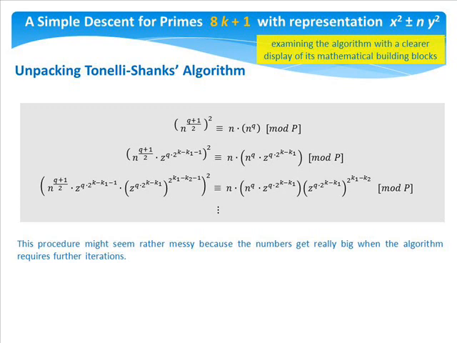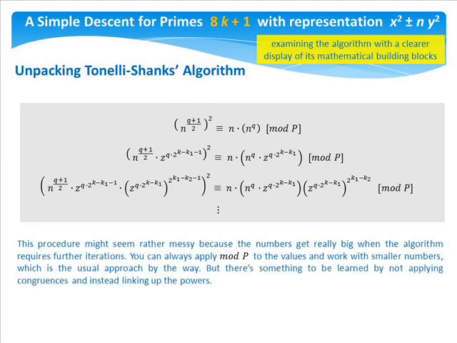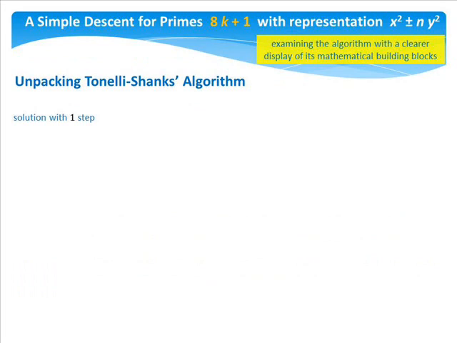This procedure might seem rather messy because the numbers get really big when the algorithm requires further iterations. You can always apply modulo p to the values and work with smaller numbers, which is the usual approach, by the way. But there's something to be learned by not applying congruencies and instead linking up the powers. This approach enabled us to discover a Tonelli-Shanks formula. Let's proceed step by step.